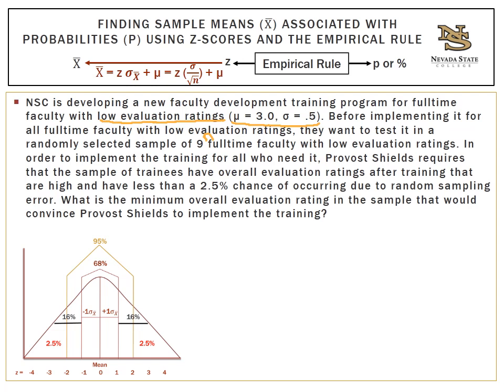In order to implement the training for all who need it, Provost Shields requires that the sample of trainees have overall evaluation ratings after training that are high and have less than a 2.5% chance of occurring due to random sampling error. So we're looking right here. Any value, this would be here all the way to here. So what's the minimum overall evaluation rating in the sample that would convince Provost Shields to implement the training, right? It needs to be high, less than a 2.5% chance that we would get the mean just randomly from any given 9 full-time faculty, even if the training didn't work. Here we go. We have to figure out what z-score is associated with this probability first.